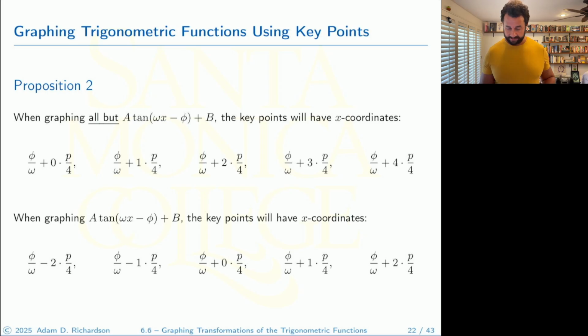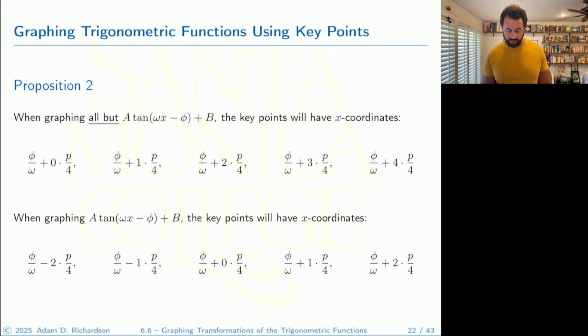Okay, now, like I said, this is where it feels like information overload. Don't worry, don't fret. When you're graphing everything except the tangent function, the key points will lie at these x coordinates. Again, we're going to see this in action in a minute. So if you want to know where your key points are, meaning the quadrantal angles, like where they get moved to, it's going to be phi over omega plus 0 times the period divided by 4, and then plus 1 times the period divided by 4, 2 times the period divided by 4, 3 times the period divided by 4, and 4 times the period divided by 4. And we're going to see why in just a minute.